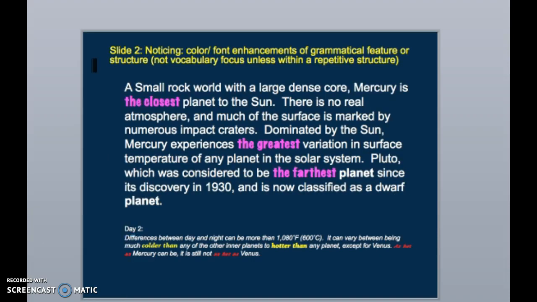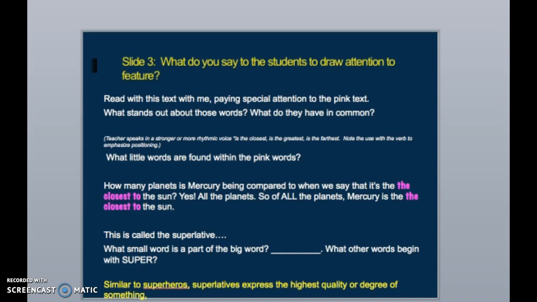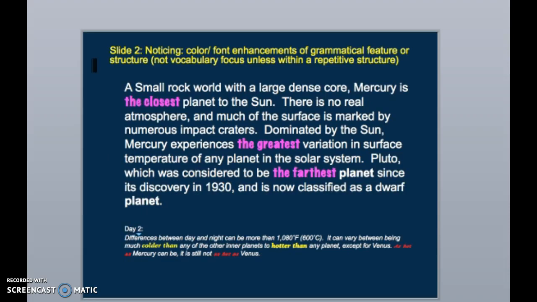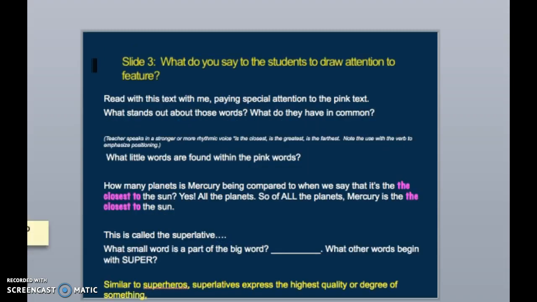Closest, greatest, farthest. So what little words do you see in these big words? Closest, farthest, greatest. What little words do you see? Yes, close, great, far. And how many planets is Mercury being compared to when we say that it's the closest to the sun? Yes, all of the planets. So of all the planets, Mercury is the closest to the sun.